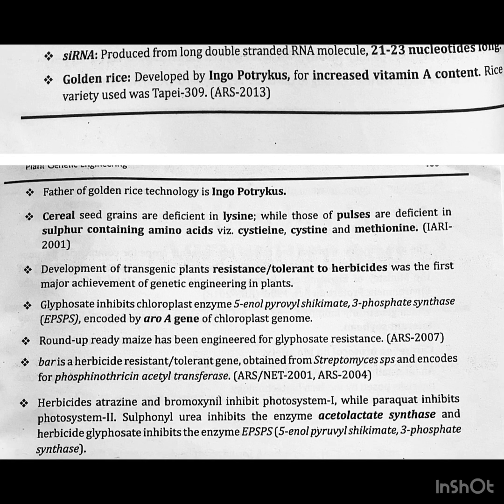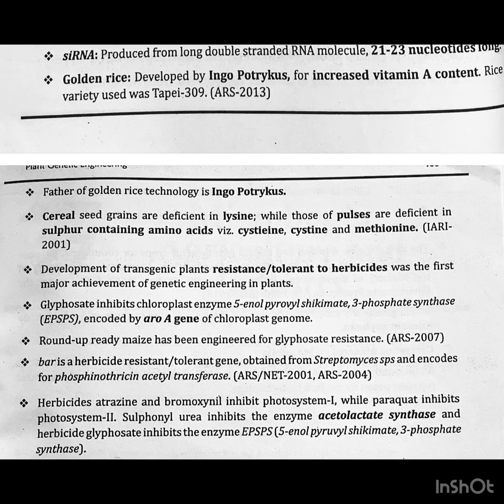Cereal seed grains are deficient in lysine, while those of pulses are deficient in sulfur-containing amino acids, cysteine and methionine. IRI 2001 question: Development of transgenic plants tolerant to herbicide was the first major achievement of genetic engineering in plants. Glyphosate inhibits chloroplast enzyme 5-enolpyruvylshikimate-3-phosphate synthase, that is EPSPS, encoded by aroA gene of chloroplast genome. Roundup Ready maize has been engineered for glyphosate resistance.